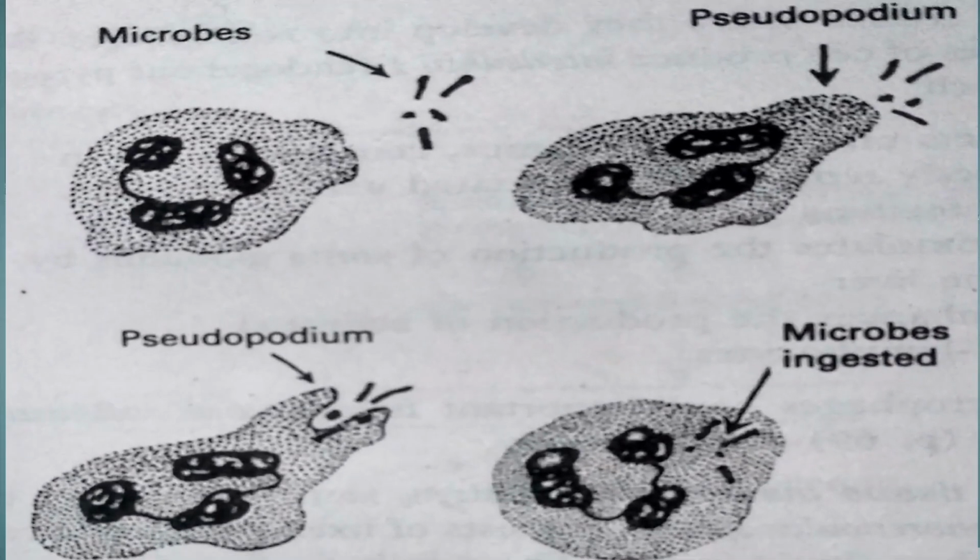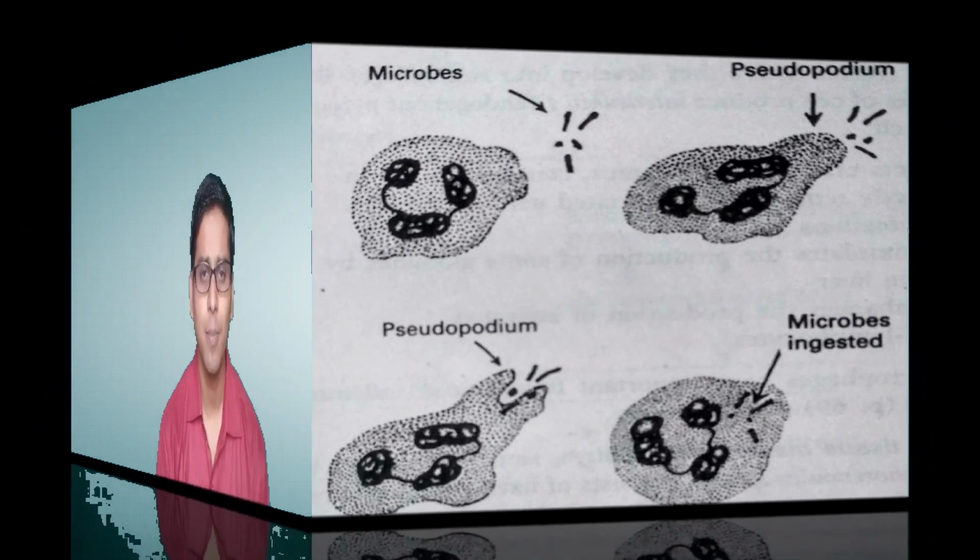After reaching the affected part, this neutrophil kills that microorganism. How? They chase that microorganism and engulf it inside their body. Inside their body there are lysosomes. In those lysosomes there are different enzymes which destroy this bacteria or microorganism. This whole process is called phagocytosis.